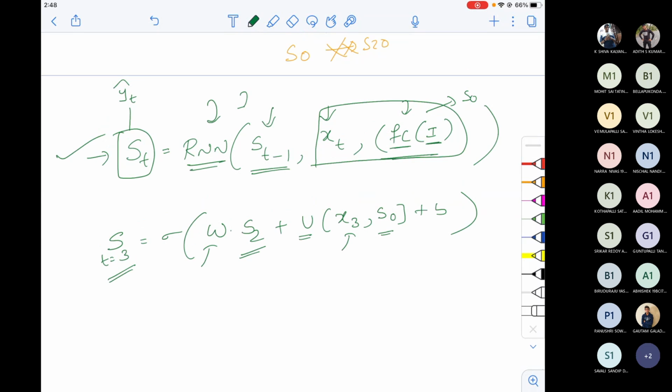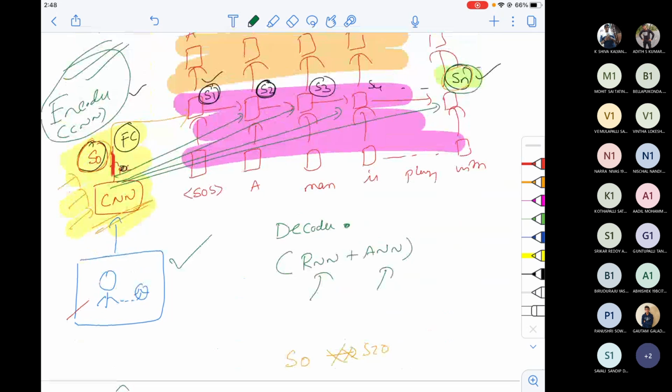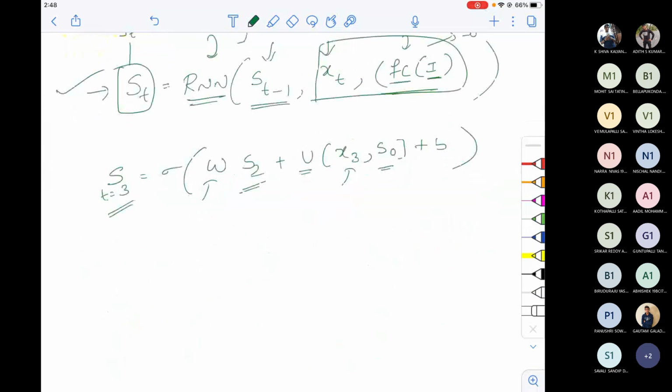Why? Because, as I already told you, for every timestamp I have both inputs: S0 and the current input. Here X3 can be of one dimension and S0 can be of any other dimension, because S0 is an abstract representation. It can be of any size, depending on the CNN architecture that you use.